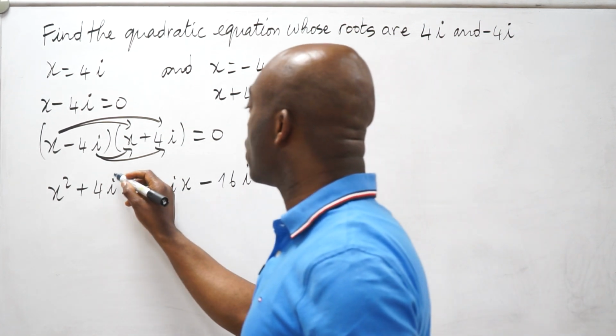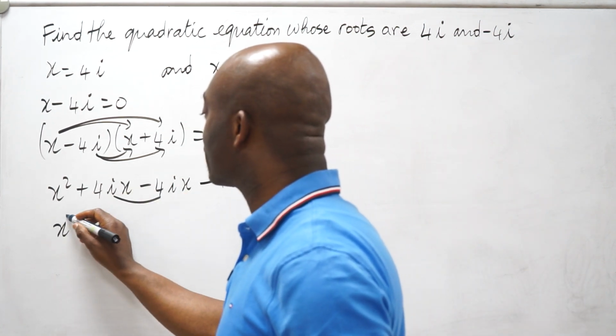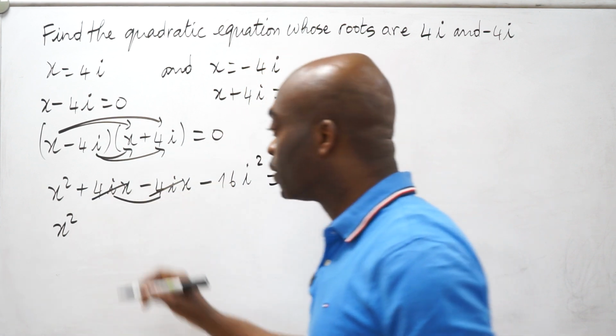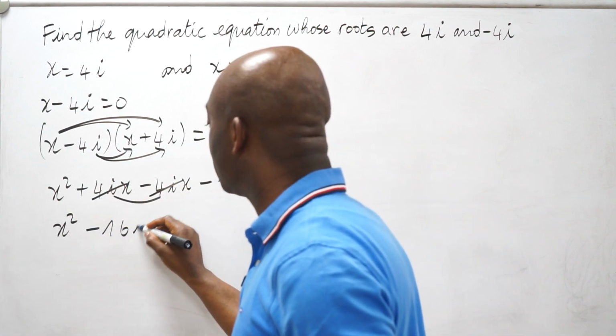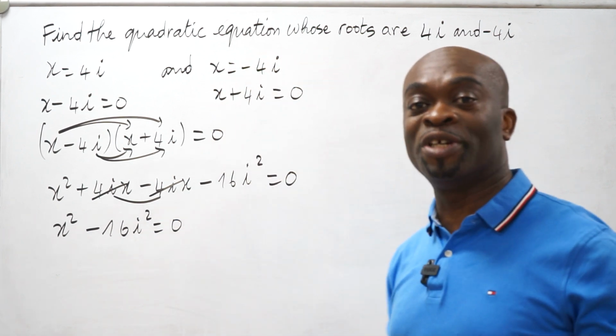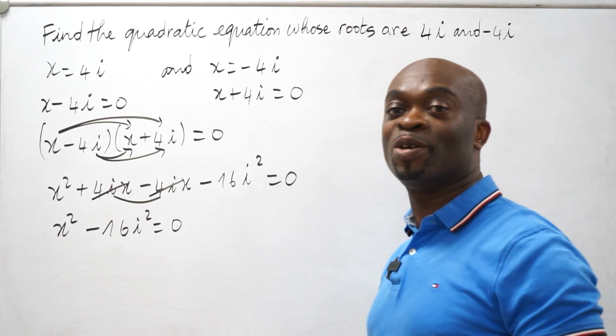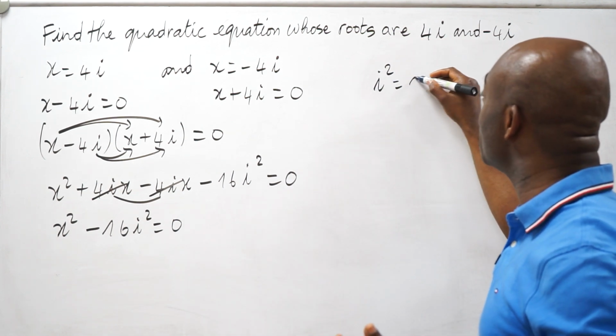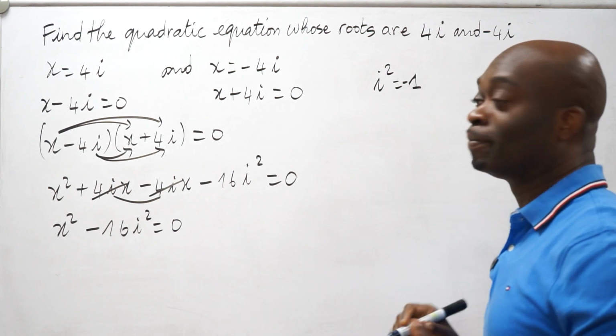Then we got to combine like terms, so that means we have x squared. This one, what's going to happen to them? They're out. Then we have minus 16 i to the second equals 0. Now what are we going to do? What is i squared standing for? i squared, ladies and gentlemen, we all know, is equal to negative 1.